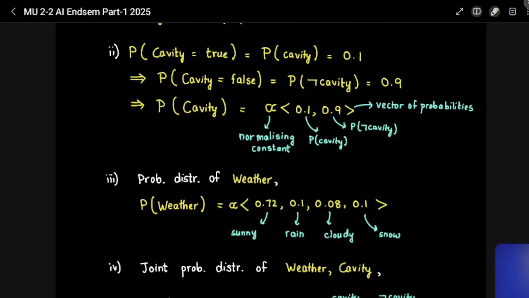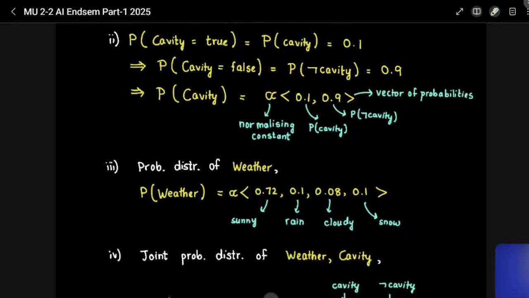So there are cases where, if you add the elements of this vector, you might not get 1. In those cases, alpha will play a role. In this case, alpha is 1. So alpha is there to normalize the vector. That's it. You look at some more examples there, you will see alpha playing a role.